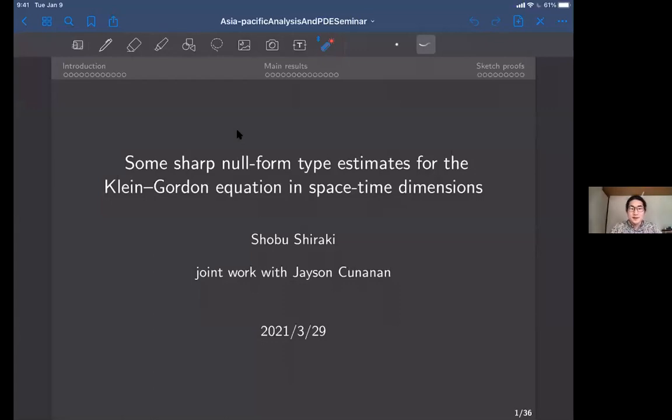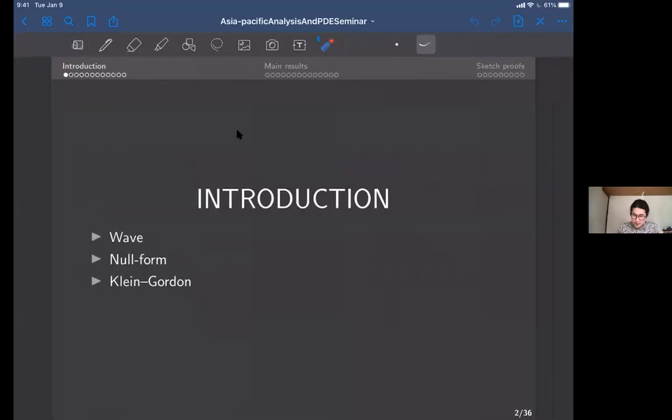So today I'm going to talk about my recent work with Jason Knanen, who works at Saitama University, from last year. The keywords here are sharp Strichartz estimate, null-form, and Klein-Gordon equation. As an introduction, I'll give you 3 topics: wave, null-form, and Klein-Gordon. Let's start with the wave as the pre-situation for the Klein-Gordon.